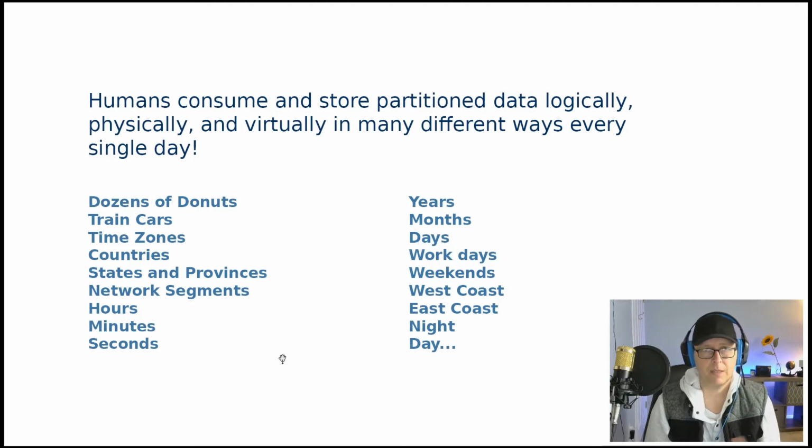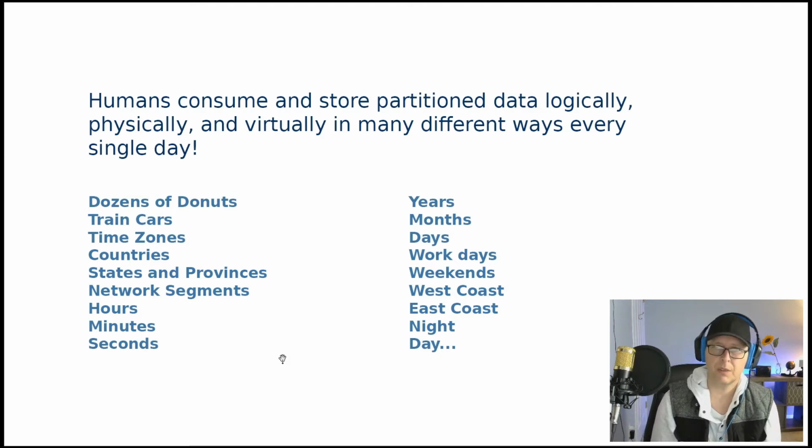So really, what data partitioning involves is something common to humans. Humans consume and store partitioned data logically, physically, and virtually in many different ways every single day. Whether you go to the store to buy a box of donuts, it's going to typically come in a box of 6 or a dozen, or you may just buy one and put it in a bag, but you don't buy 12 and put them in a bag. There's a box. You take a dozen donuts and voila, there you go. Train cars, you don't have one huge train car filled with all of the goods that train is carrying. You break that up into multiple train cars.